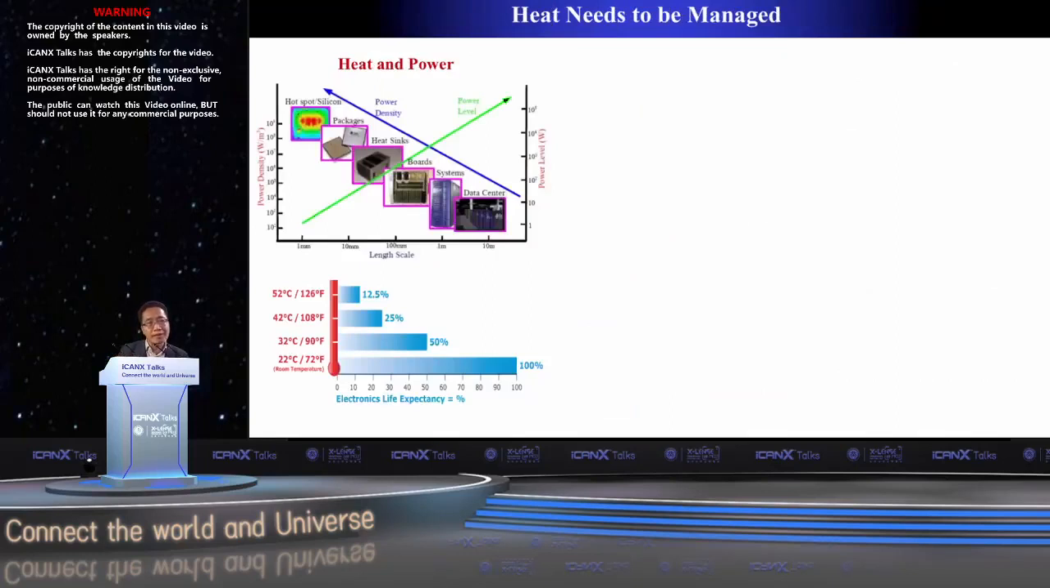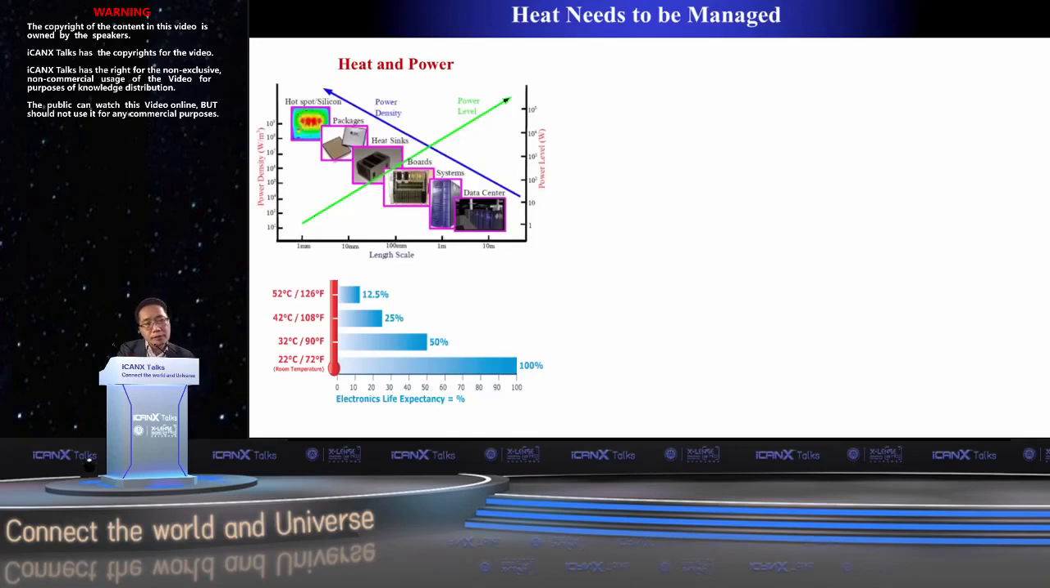Now this slide on the left shows electronic thermal management. It's really important, and it spans really different length scales. It can be just on a chip, really small, or on a rack, or even as big as a whole building, because data centers have many, many CPUs in a room and you need to cool them down. Now it's talking about different power levels and energy densities. You need to remove those.